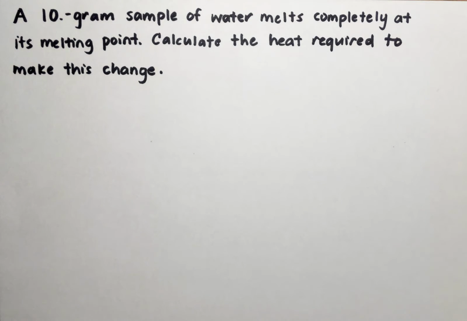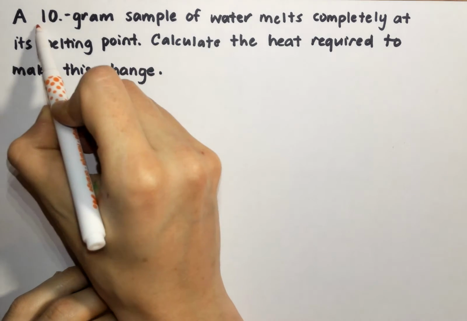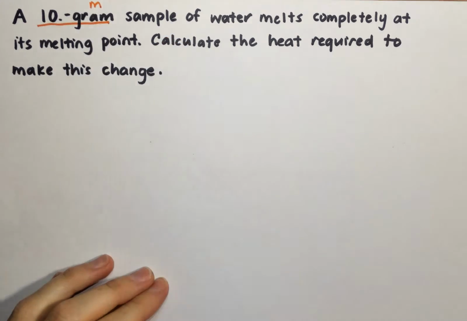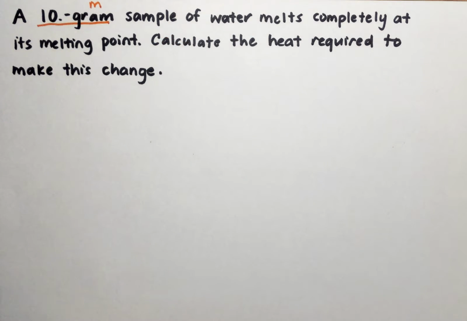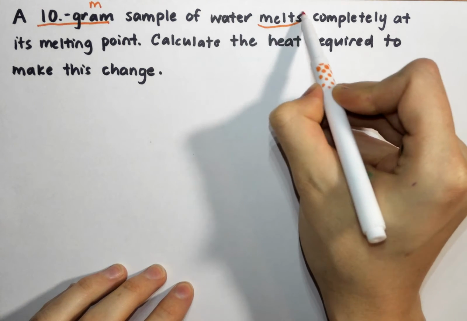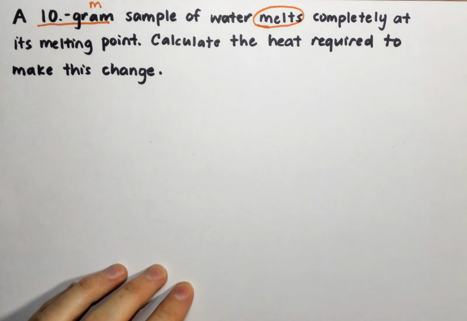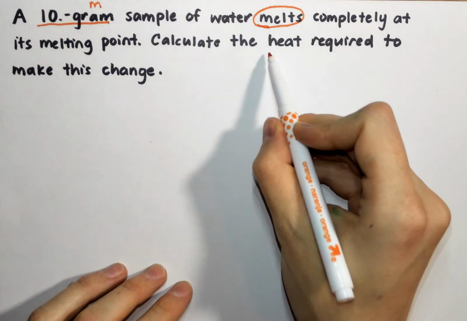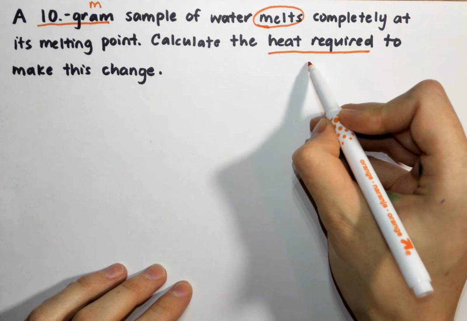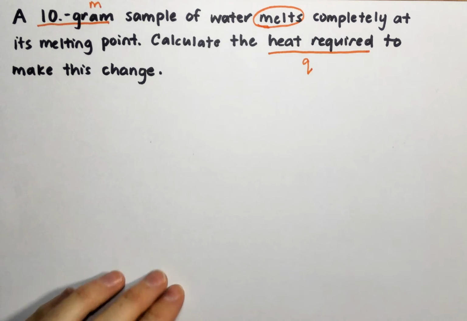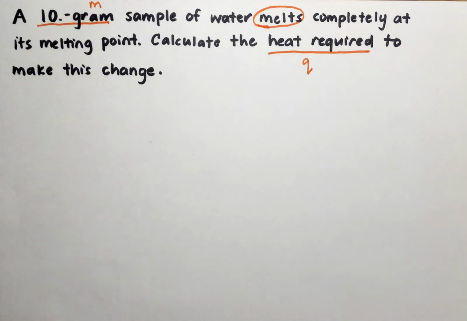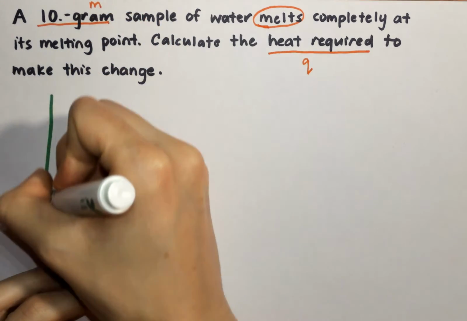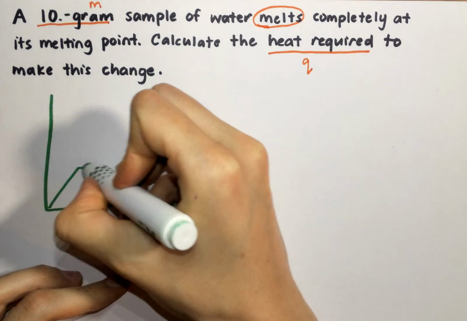In this one, I've got a 10-gram sample of water. Immediately, grams, I've been given a mass. And it's melting completely. I need to see melts as a phase change, so I'm going to circle that in case it helps me later on. It's melting completely at its melting point. Calculate the heat required. Whenever I deal with heat, that's a Q. Let's draw the heating curve to try and figure out exactly where we are.